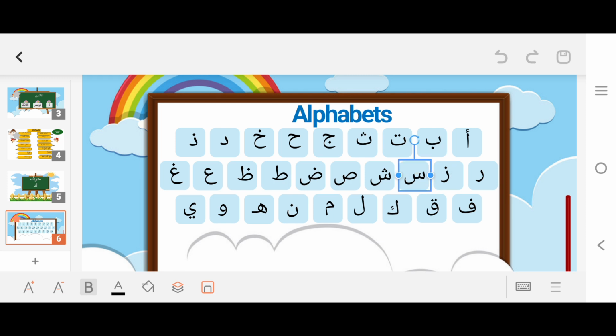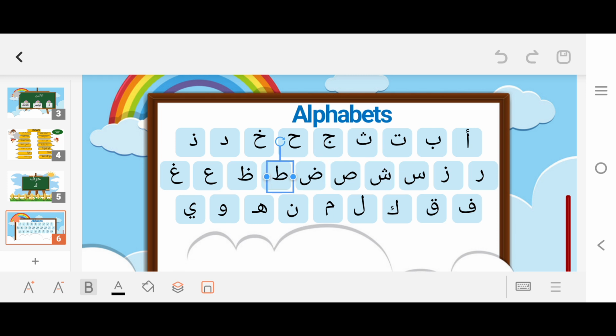And the next one is Seen. And the next one is Sheen. And the next one is Sad. And the next one is Dad.